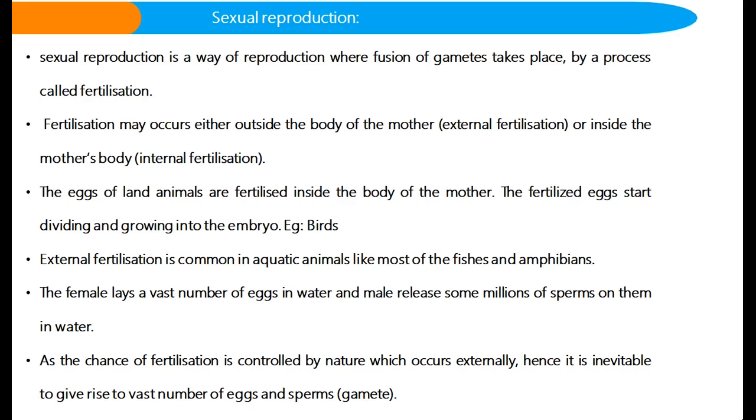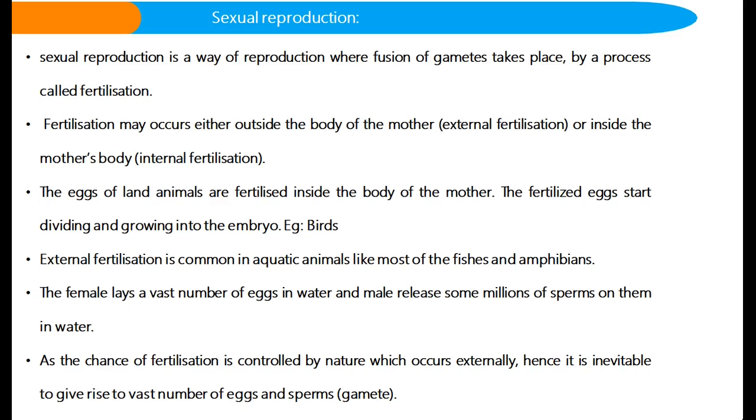Now coming to sexual reproduction. Sexual reproduction is a way of reproduction where fusion of gametes takes place by a process called fertilization. In sexual reproduction, two parents are involved and they produce gametes, and the fusion of gametes is called fertilization. Fertilization may occur either outside of the body of the mother, that is external fertilization, or inside the body of the mother, that is internal fertilization.